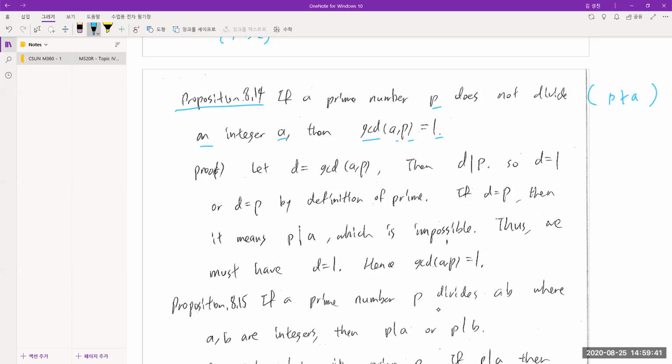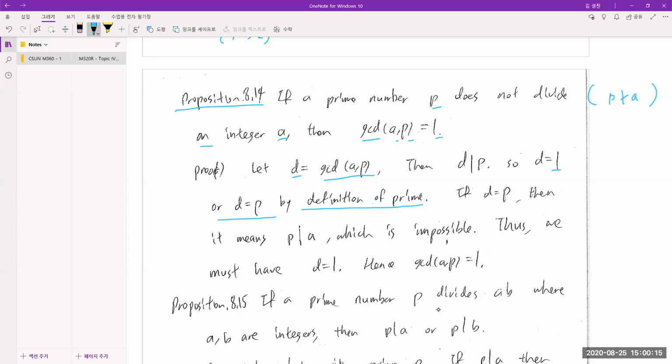Here's a proof. Let D be the GCD of A and P, which we know exists. Then D divides P, so D is 1 or P by definition of prime. Since P is a prime number, the only possible divisors of P are 1 or P. As D is a divisor of P, D must be either 1 or P.